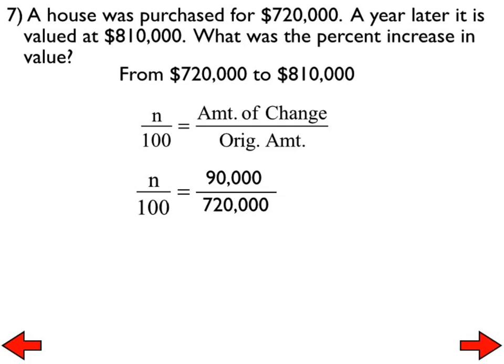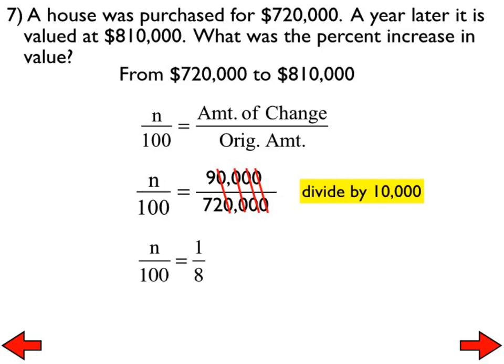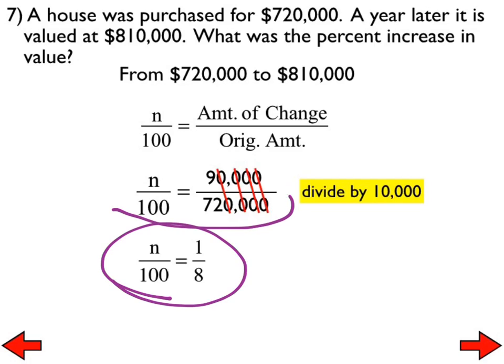$720,000. There's a lot of reducing we can do with that $90,000 over $720,000. If you divided both top and bottom by 10,000, that would allow you to do this sort of thing. And look, you have a much, much easier proportion to deal with. You could even go further. 9 over 72 reduces down to 1 over 8. Now look, this proportion is much, much easier to deal with than that original thing that we had right there.